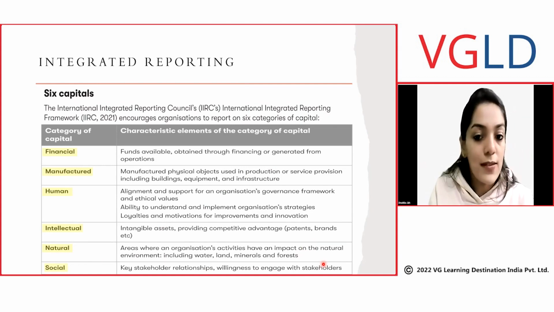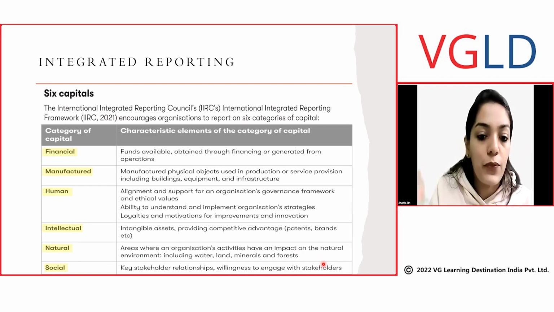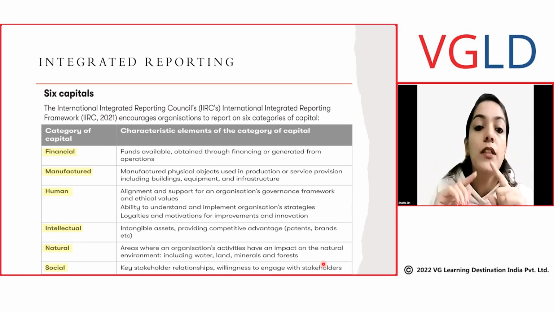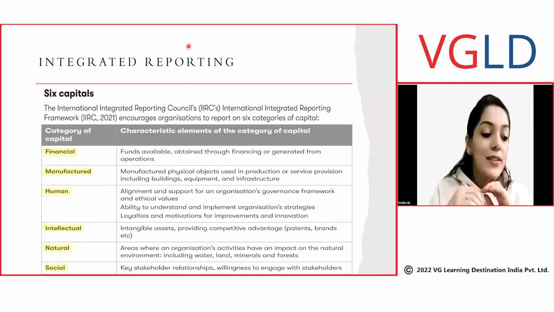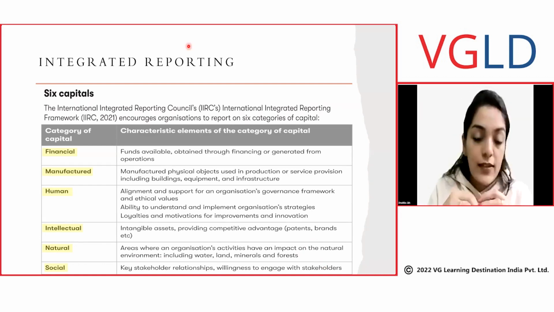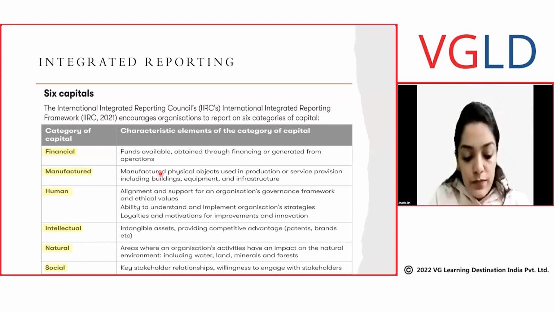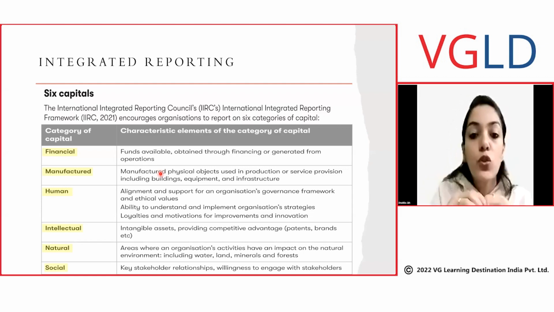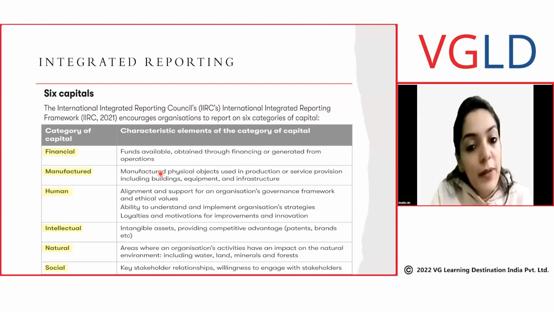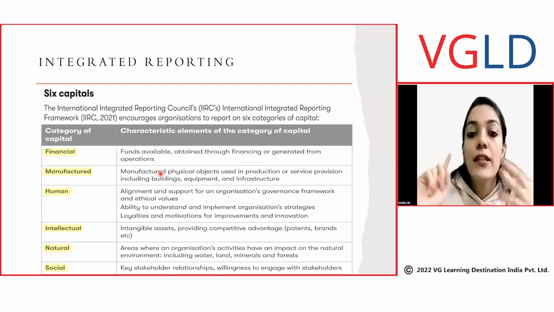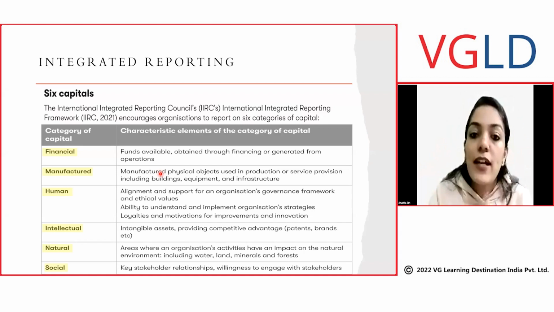The concepts are simple, nothing much to explain here. Financial, manufactured, but from an exam perspective, you need to remember them. So we were repeating the 6 capitals. What are they? Let's quickly do it. Financial, manufactured, human, intellectual, natural, and social. Try to remember it. FMH, INS. What are they? Financial, manufactured, human, intellectual, natural, and social.